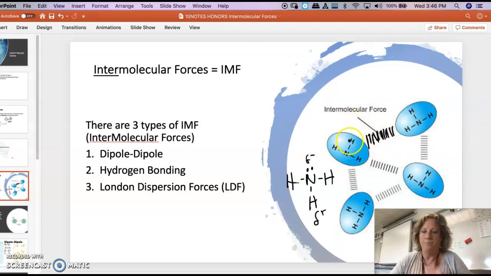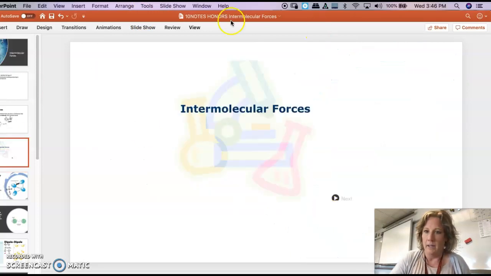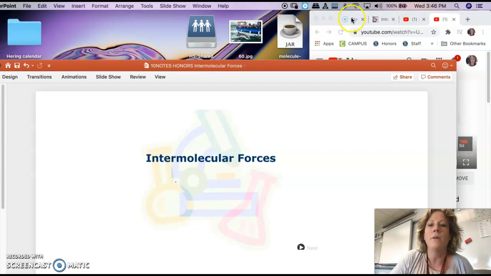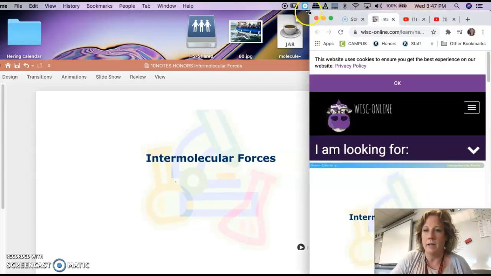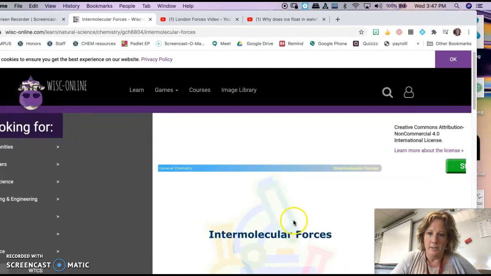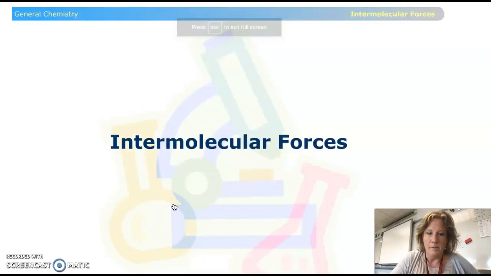Intermolecular forces are only present in the condensed state of matter, which is solids and liquids. In gases, they're not close enough to interact. So here is a little simulation that I'm going to show you. Okay, so this is full screen.